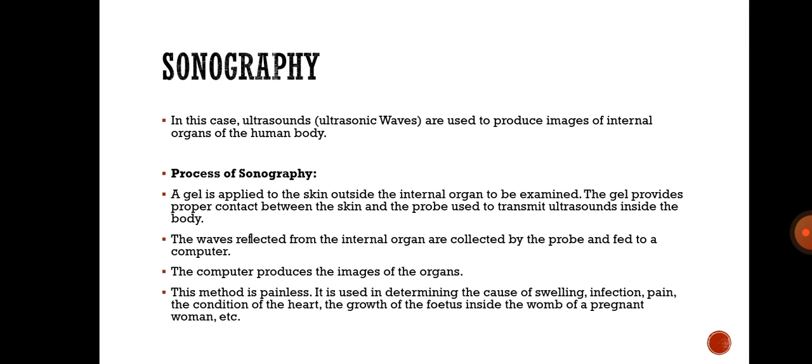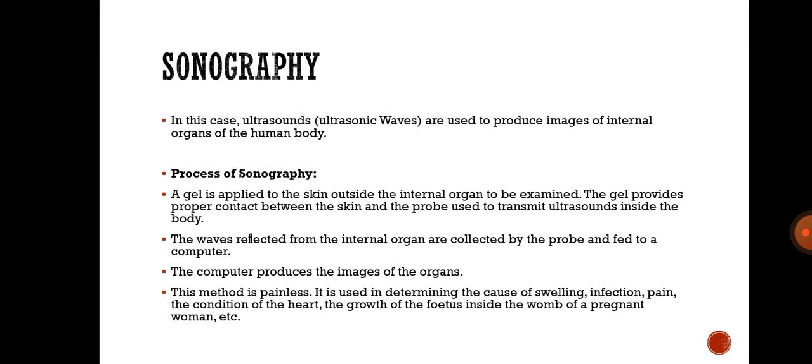After this, the next step is that the waves reflected from the internal organs are collected by the probe and fed to a computer. Now we have seen the reflection of sound. Whenever sound comes from the source and hits any object, the sound gets reflected. So here also reflection is taking place. Sound gets reflected after going towards the internal organs. Like that, the waves reflected from the internal organs are collected by the probe and fed to a computer. Now, what will happen? The computer produces the image of the organs.